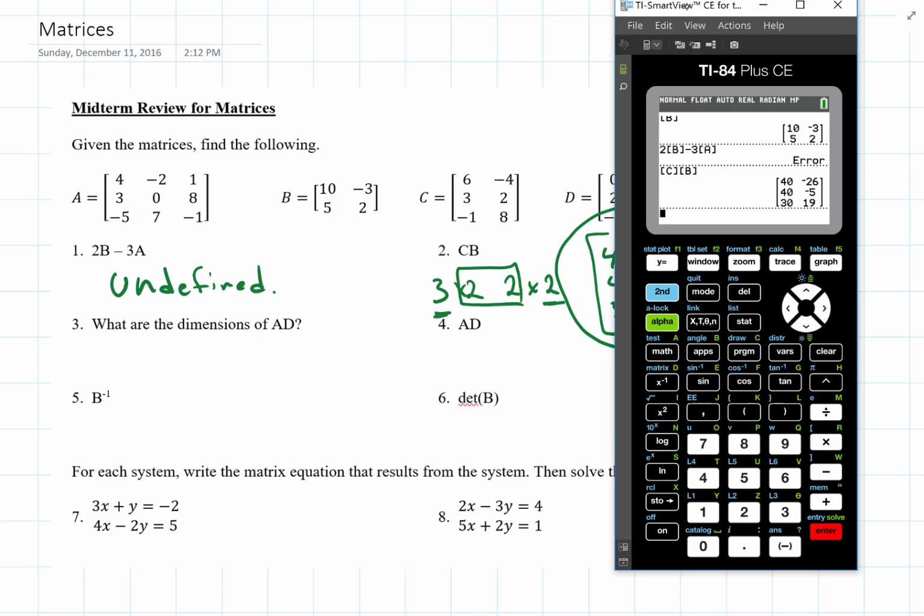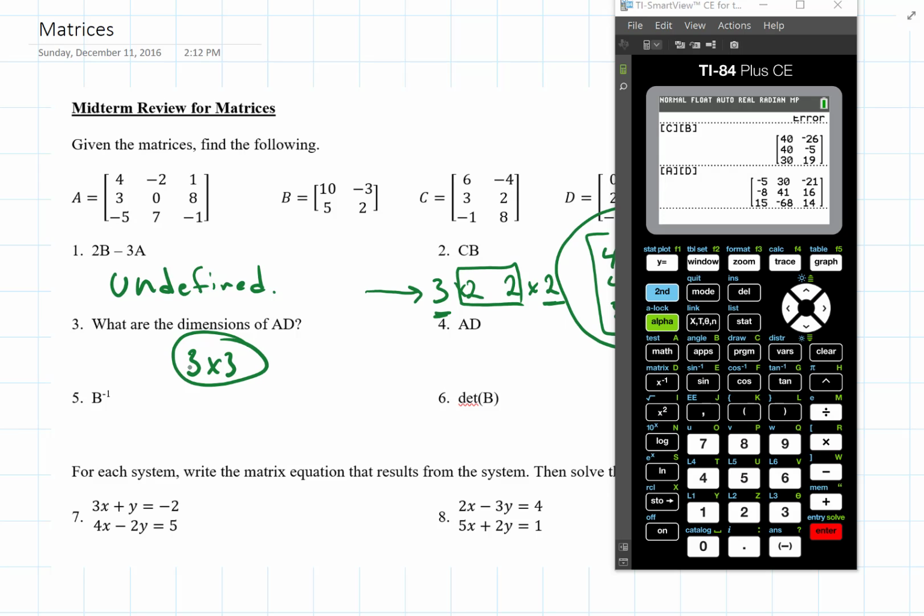Number 3 asks us, what will the dimensions be of matrix AD? Of course, we could use the same method that we did up here to figure out what the dimensions are going to be. But since we have our calculator and we have all the matrices entered, we'll forego that. We'll just enter the multiplication and we'll see if we get a result. If we do, we'll just look at what the dimensions are. So matrix A, matrix D, and we do get a result. Its dimensions are 3 by 3.